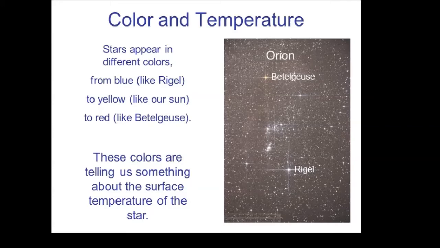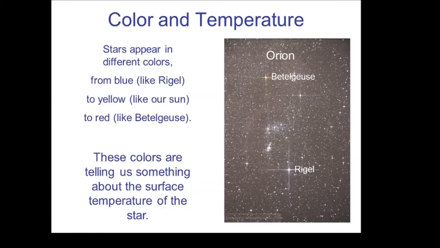Rigel is a significantly hotter object than Betelgeuse. Betelgeuse is at a temperature around 3,000 Kelvin, whereas Rigel is around 18,000 Kelvin or so. It's much, much hotter. Now, let me give you a little conundrum here. We've established that Rigel is a hotter object than Betelgeuse, but get this. They're both in Orion, and they're both approximately the same distance from us. Not exactly, but close enough.